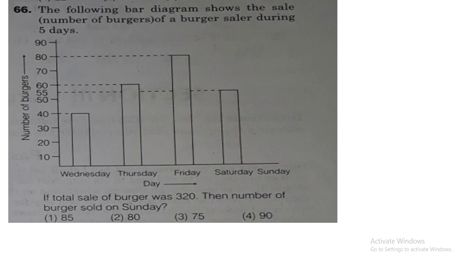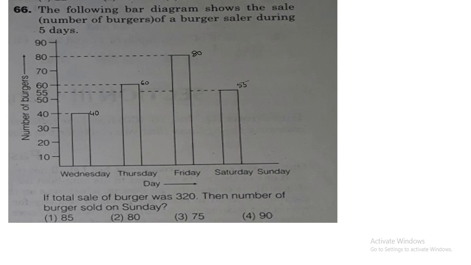Next, moving on to question number 66. This question is related to a bar diagram. The following bar diagram shows the sale, that is the number of burgers of a burger seller during 5 days: Wednesday, Thursday, Friday, Saturday and Sunday. Since Sunday is a holiday, he did not sell anything. Now if the total sale of burgers was 320, then find the number of burgers sold on Sunday. First of all, what is this value? This is 40, and this is 60, and this is 80, and this is 55.